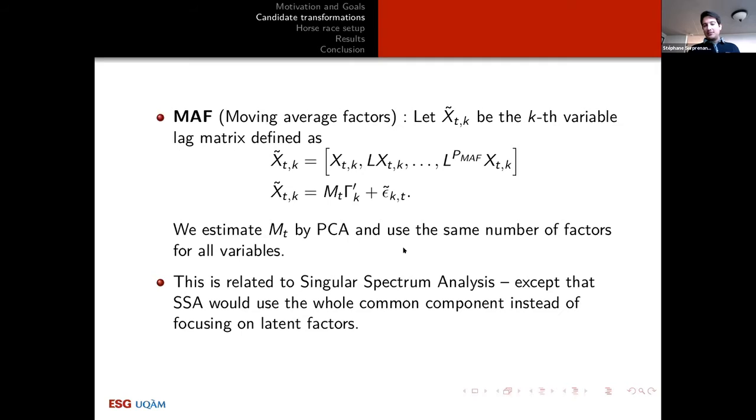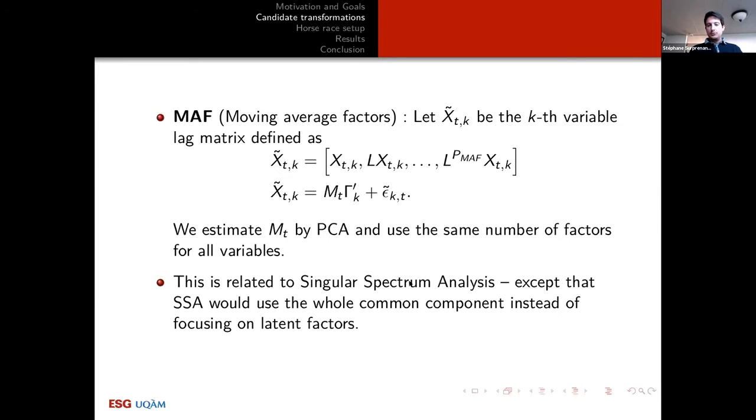And I said it's not too unusual for certain types of researchers, because there's a type of tool that we call singular spectrum analysis, where they would be taking the whole common component of the linear factor models. So basically the M_t times the Gamma_k prime, they would take the estimate of that whole thing.